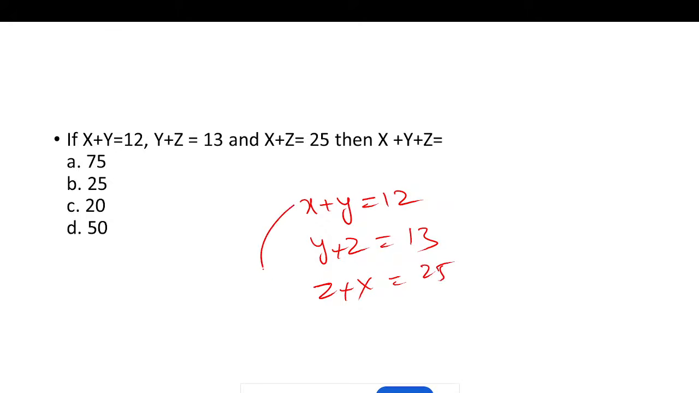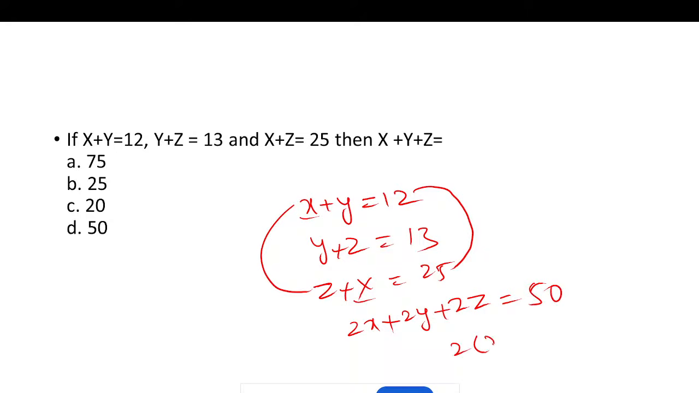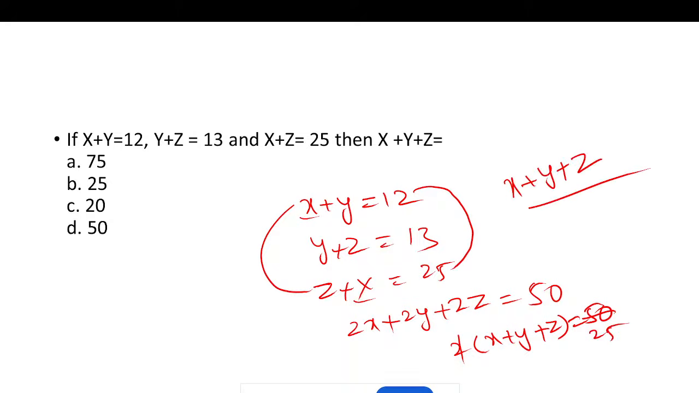If you add the left-hand side, 2x are there. X plus x is 2x, y plus y is 2y, z plus z is 2z, equal to, add the right side values also, 12 plus 13 plus 25, nothing but 50. If you take 2 common, x plus y plus z is equal to 50 by 2, 25. So x plus y plus z is equal to, what is the answer?